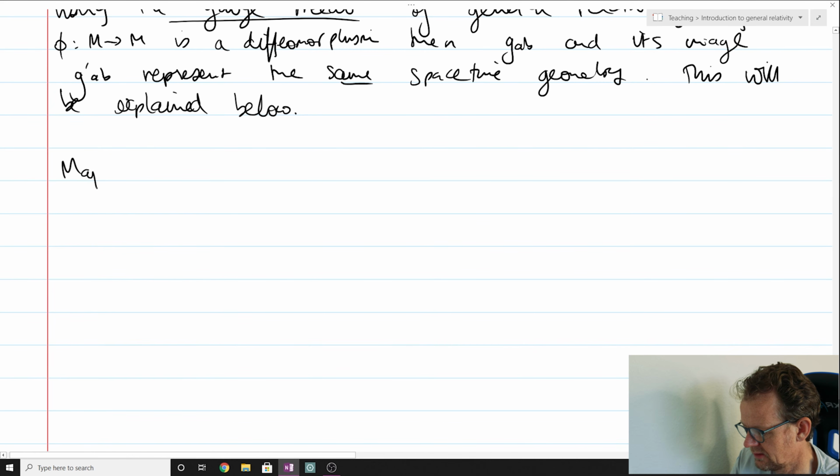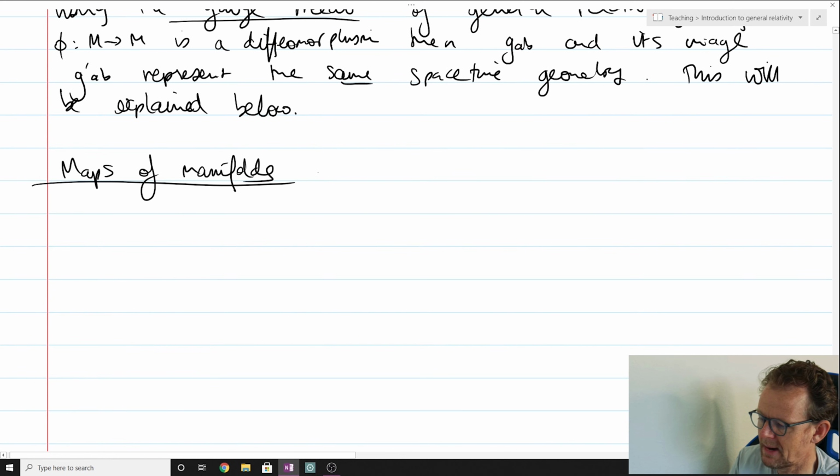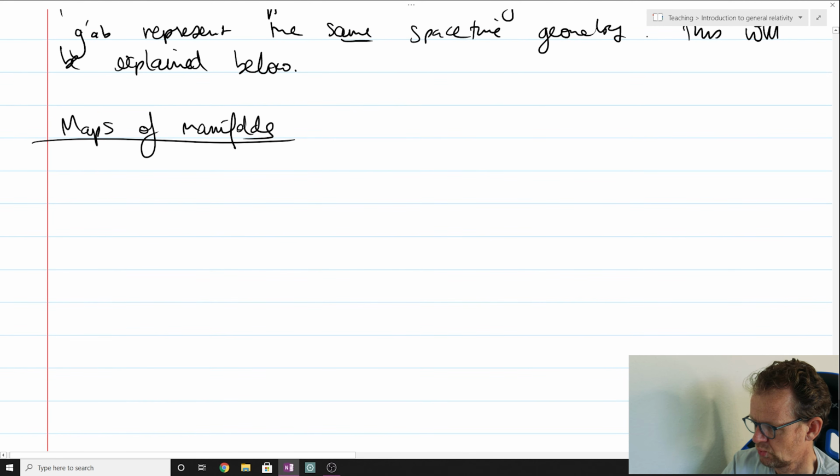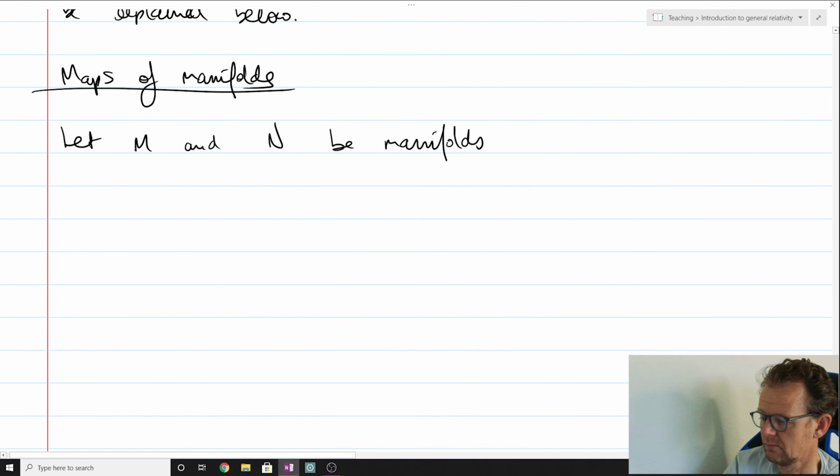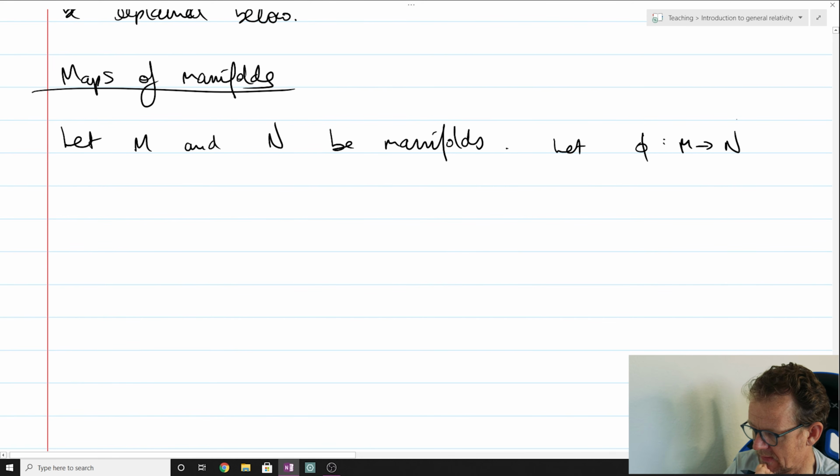Okay, so we're going to take a little digression to talk about maps of manifolds. So let's suppose that we have two manifolds, let's say M and N. They're arbitrary, right? M and N. And let's also suppose we have some map between these two manifolds.